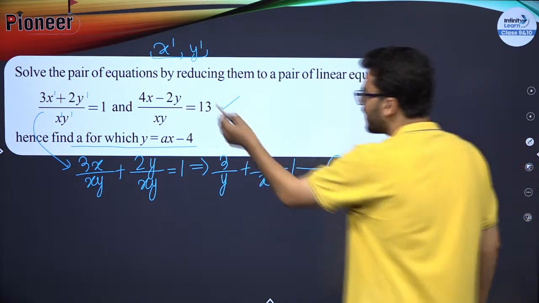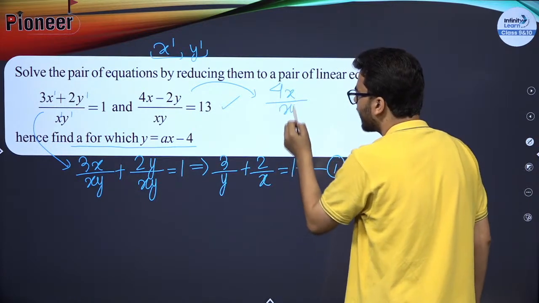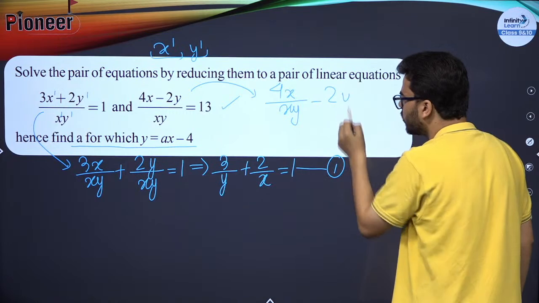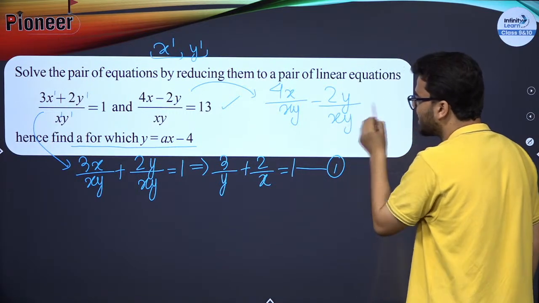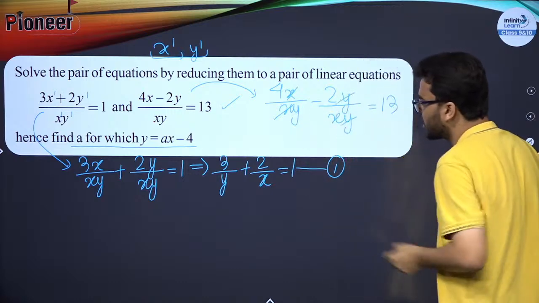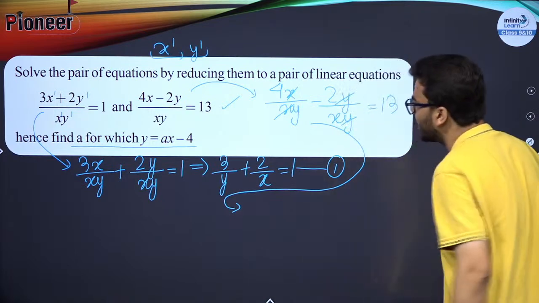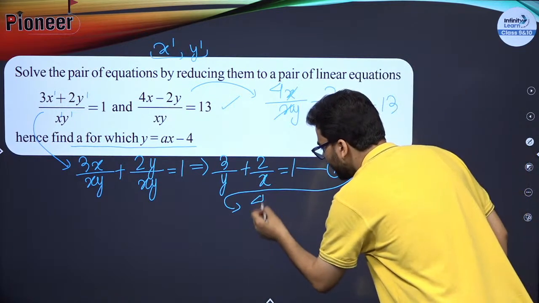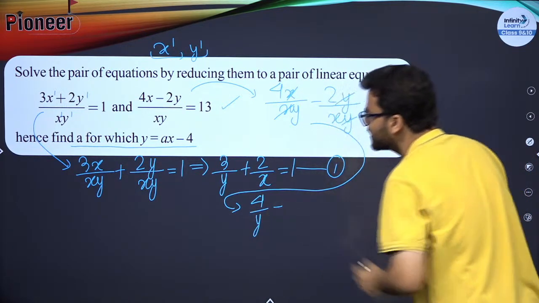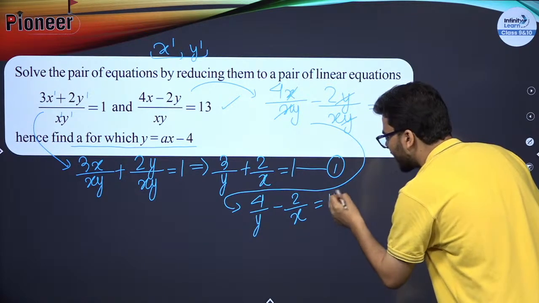In the same manner, if I simplify over here, I can separate the denominator. So I can write it like this, minus 2y upon xy, and that is equal to 13. You see, this will be cancelled out and this will be cancelled out. So basically over here, what will you get? Over here you will get 4 upon y minus 2 upon x, and that is equal to 13. This is the second equation.